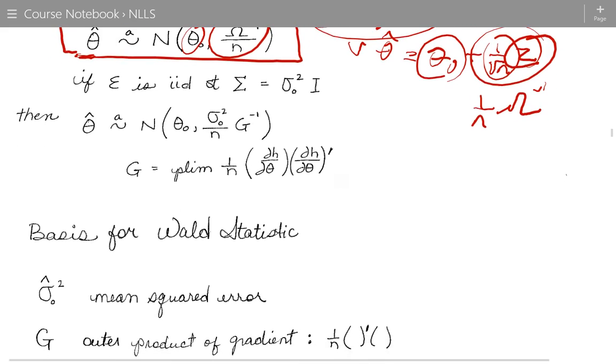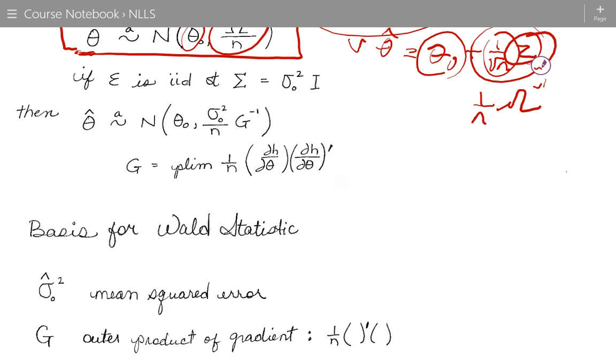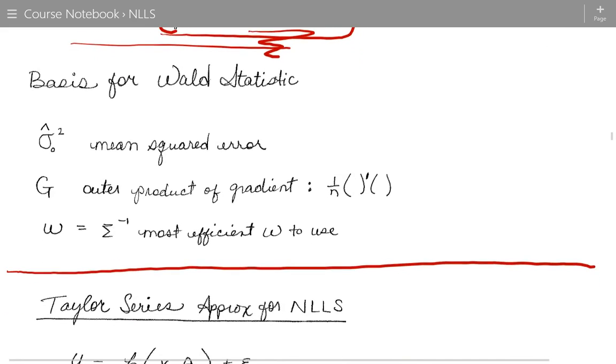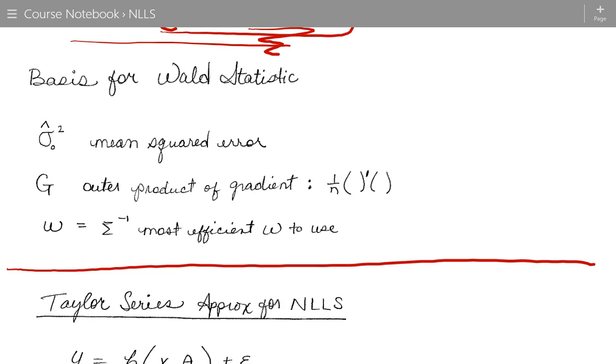So now, that being the case, if we let the errors be IID, so that sigma itself is an identity matrix multiplied by a constant, so it's homoscedastic IID, then we can restate the estimator as having a variance of sigma naught squared over n times a matrix G inverse, which becomes the plim of 1 over n times the outer product of the gradient. And this is really the basis for the Wald statistics of just the standard basic model that we can run easily in Stata.